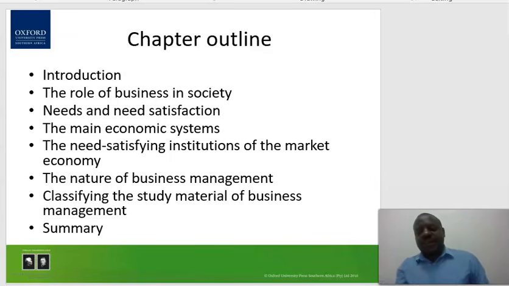So looking at the chapter outline, we'll basically look at the role of business in society, the needs and need satisfaction, main economic systems, the need satisfying institutions of the market economy. As I've said, we'll mainly focus on the market economy. Not to really say we are living in a market economy or in a free market system, but for purposes of understanding theory in this course, we will assume that we are living in a free market economy.